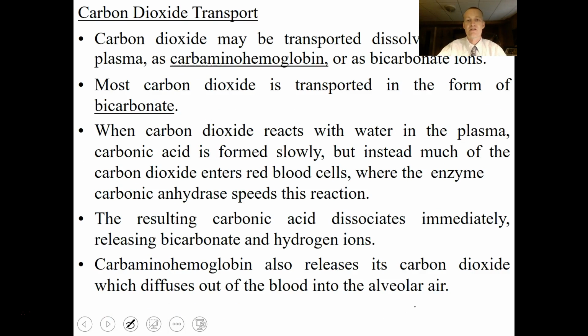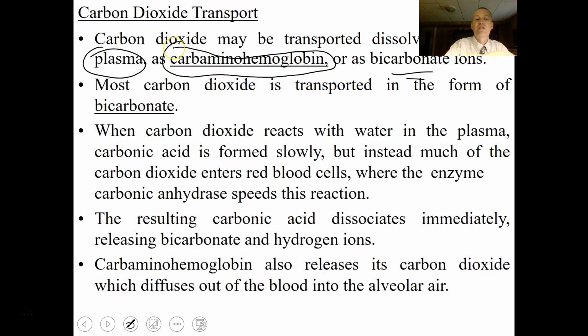So carbon dioxide is transported mainly dissolved in blood plasma. So it's transported as a bicarbonate ion. I'll show you what that looks like in a second. It can also be transported on hemoglobin. When it joins with hemoglobin, it forms a molecule called carbaminohemoglobin, and it's just hemoglobin that has carbon dioxide attached to it.